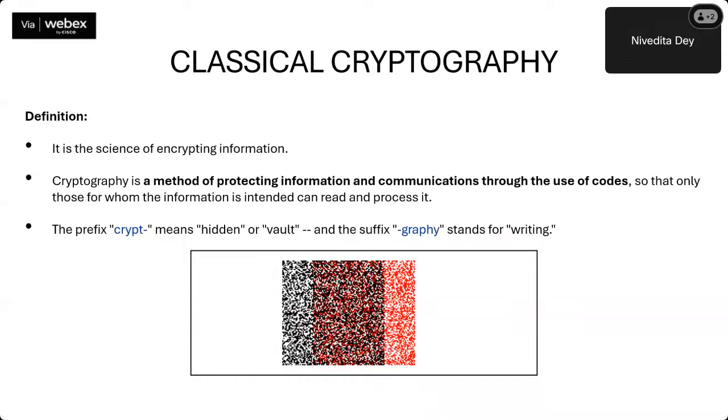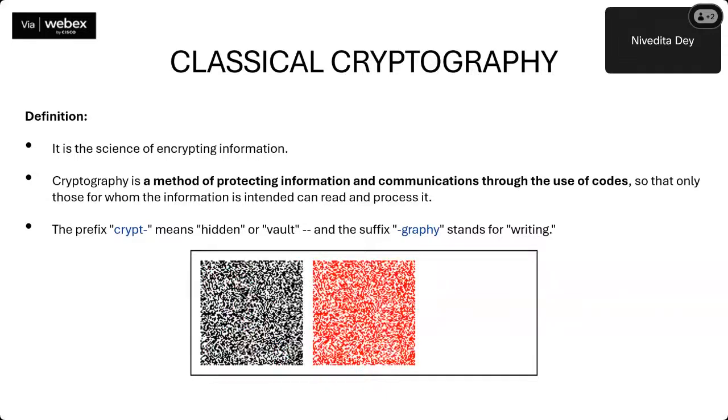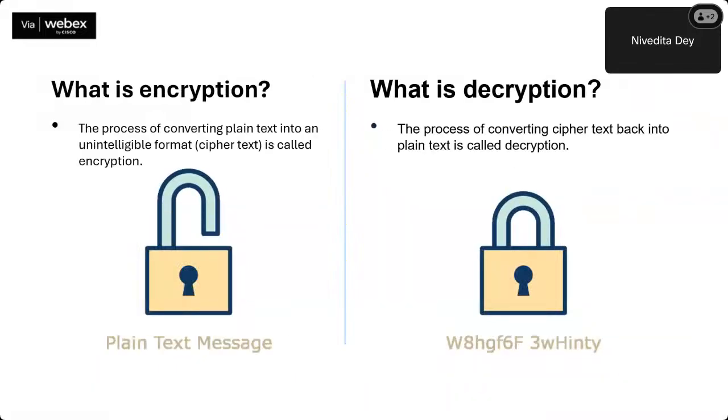Now, encryption is a process of converting the plain text, which is nothing but the raw data, into an unintelligible format, something that we cannot decode very easily, which is called the ciphertext. That process is called encryption. And the process of converting a ciphertext back to the data itself, the raw data or plain text, is called decryption.